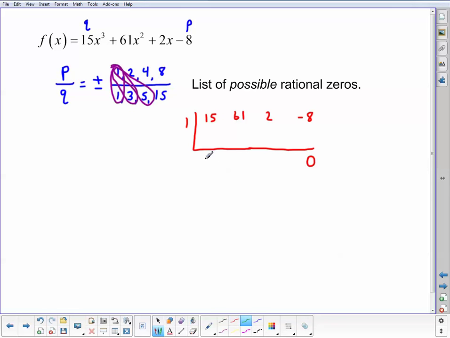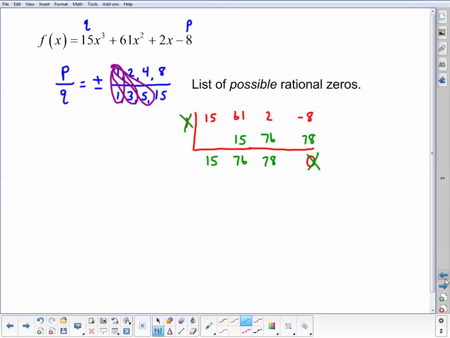So I'm going to drop down 15. 15 times 1, 15. And then that's going to give me 76, 76, 78, 78. Now, clearly, that does not work out. So what that tells me is 1 is not a 0. And then I'd go try another one. I'd try 2, and then I'd try 3, and then I'd try 1/3, you know. So I could just go on and on and on. I'd have to keep on doing that until I got a remainder of 0.